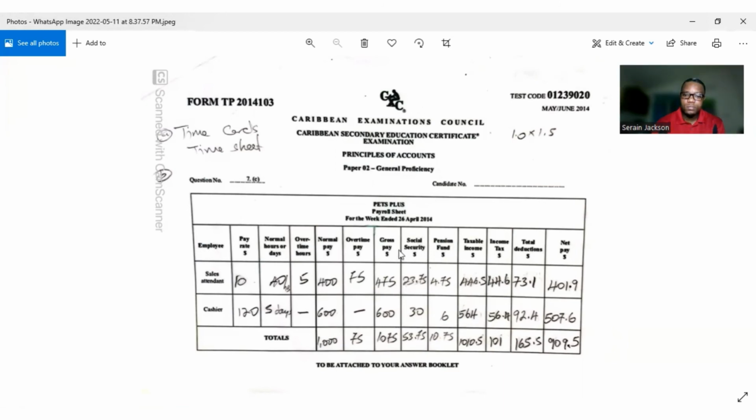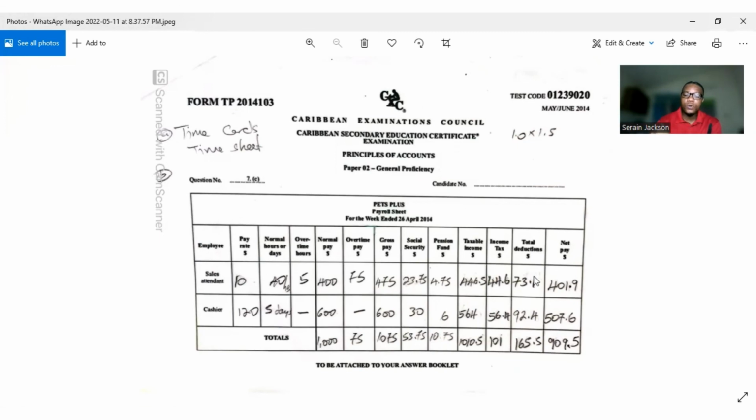So these two deductions, the Social Security and the pension fund, are tax deductible, so you should take them away from your gross pay to get your taxable income. All right. Now that you have your taxable income, you can calculate your income tax, which is 10% of your taxable income. Not 10% of your gross pay, no, 10% of your taxable income, right? So you're going to calculate the income tax. 10% of $446.50 is $44.06, and 10% of $564 is $56.40, right? Then you add both of them to get the 101 at the bottom there.